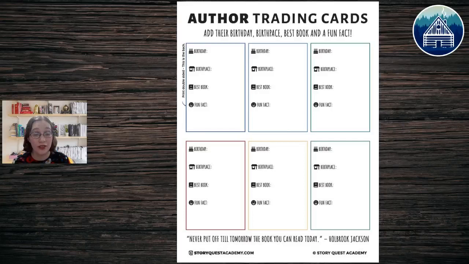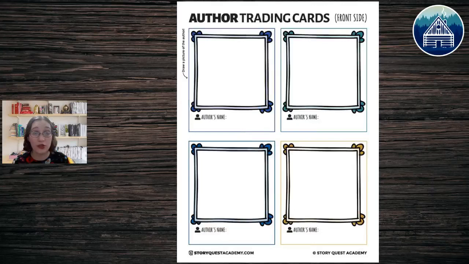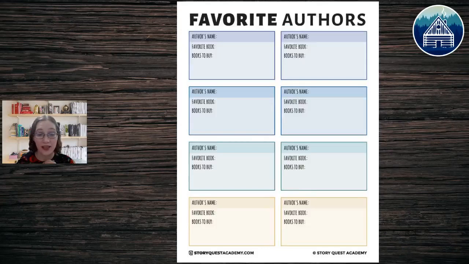These are the author trading cards, and these are the ones we're going to be filling out here. There are 4. We're going to be going over 4 different authors: Mark Twain, Jane Austen, C.S. Lewis, and E.B. White. We're going to be going into a lot more details on that.